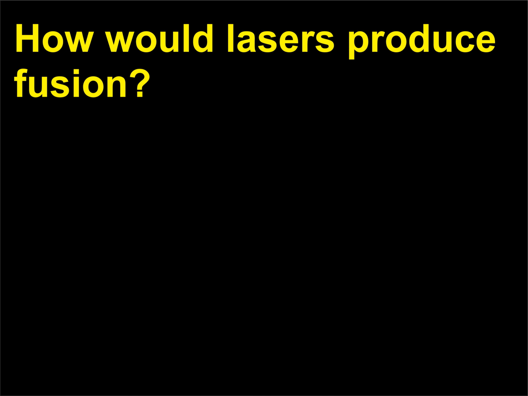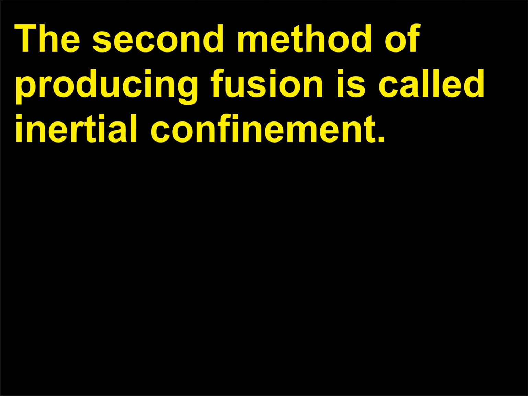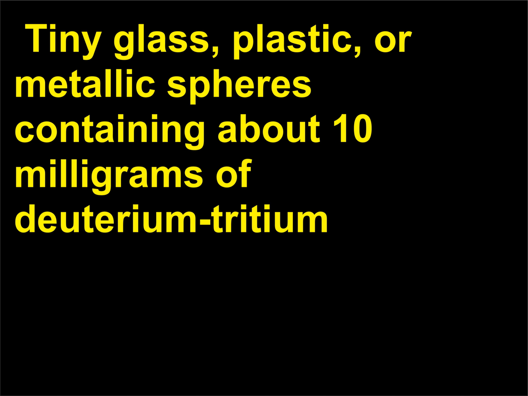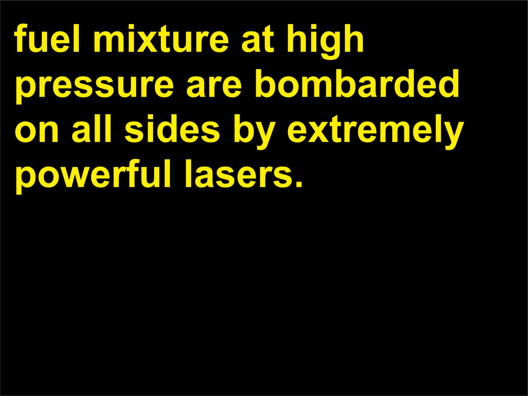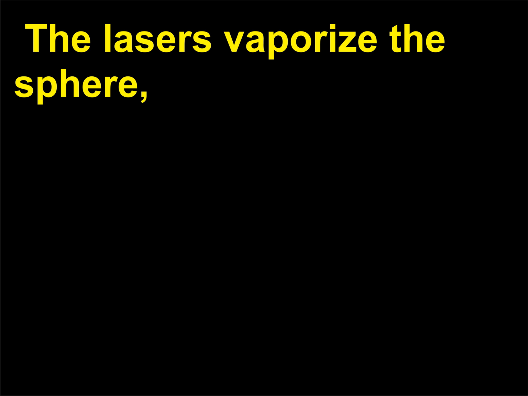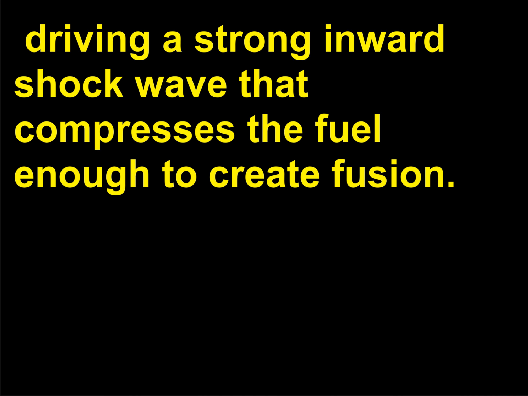How would lasers produce fusion? The second method of producing fusion is called inertial confinement. Tiny glass, plastic, or metallic spheres containing about 10 mg of deuterium-tritium fuel mixture at high pressure are bombarded on all sides by extremely powerful lasers. The lasers vaporize the sphere, driving a strong inward shock wave that compresses the fuel enough to create fusion.